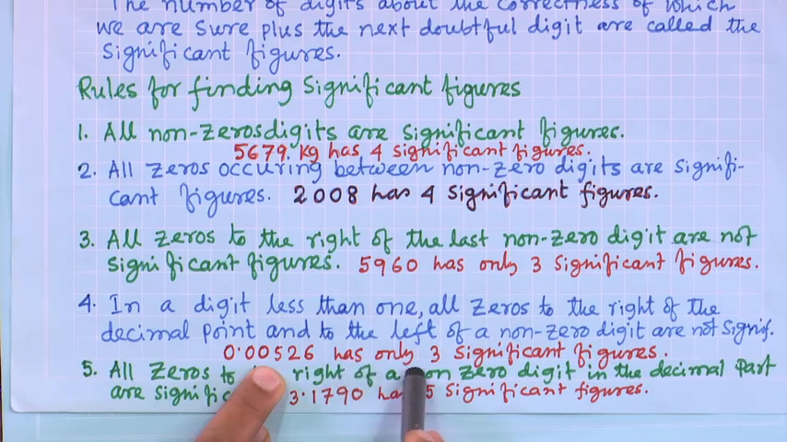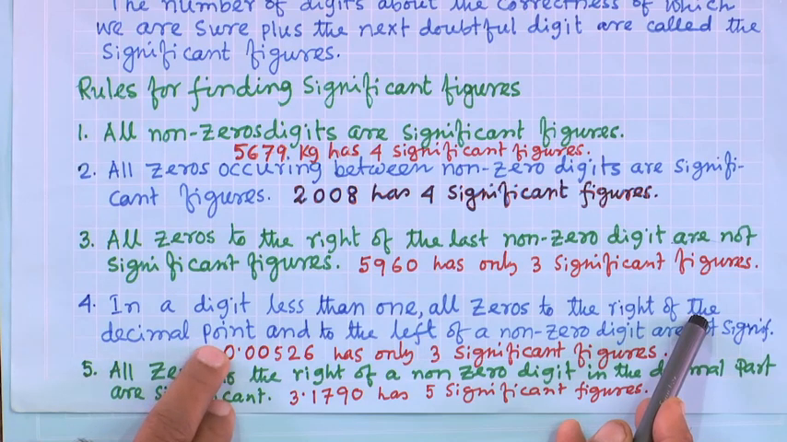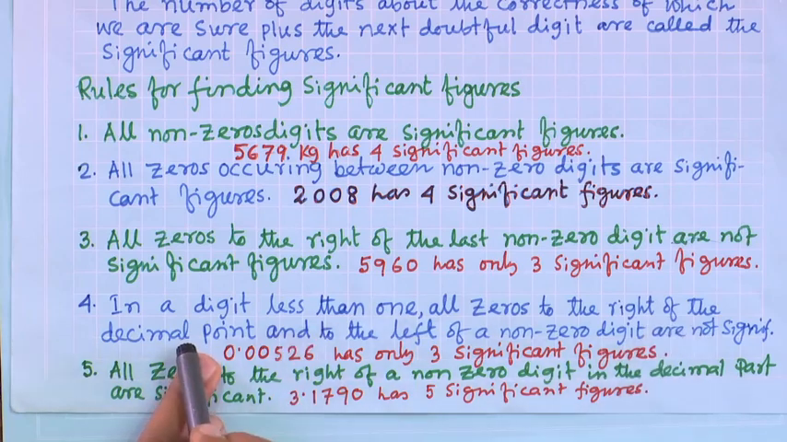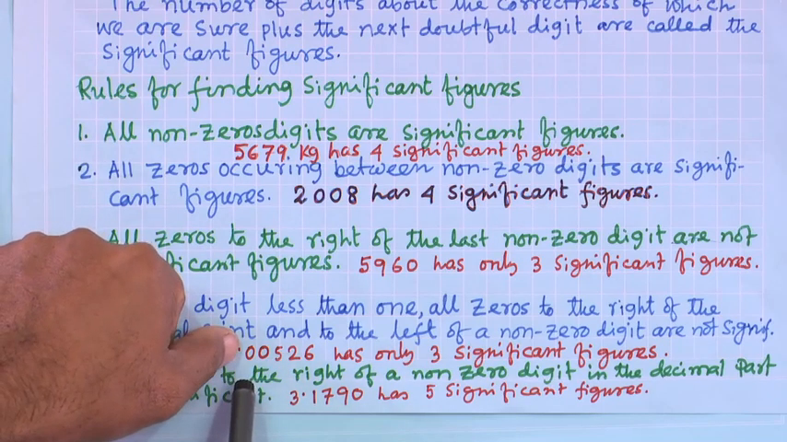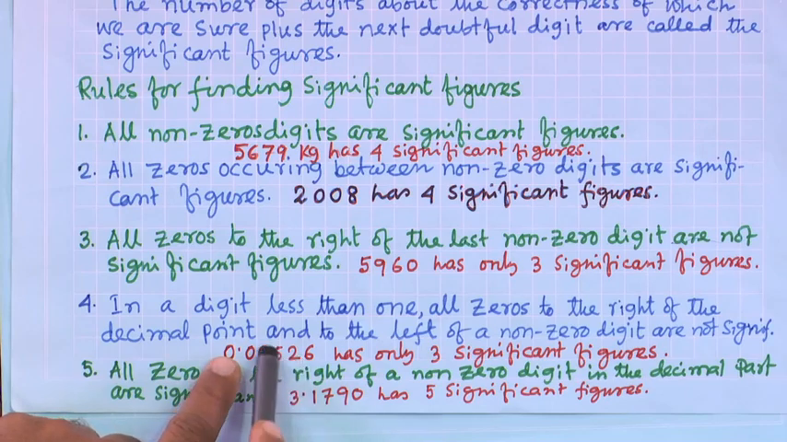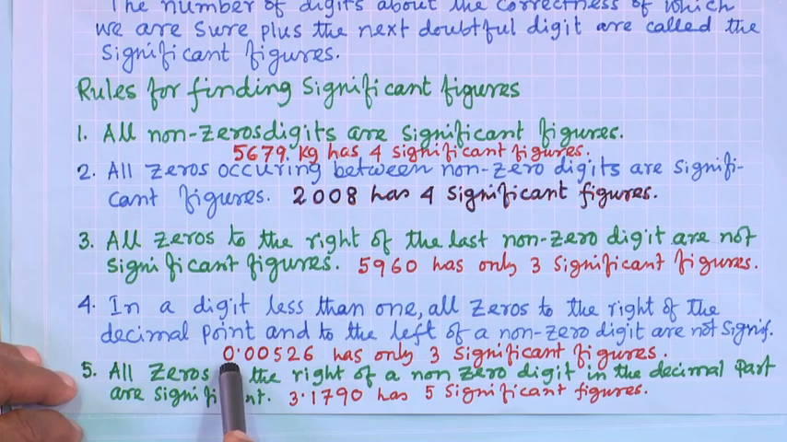So it has only 3 significant figures according to the rule. All zeros to the right of the decimal point and to the left of the non-zero digit, between this decimal point and the 5, 2, 6 non-zero digits, the 0 0 will not be counted as significant figures. So effectively the number of significant figures is 3.